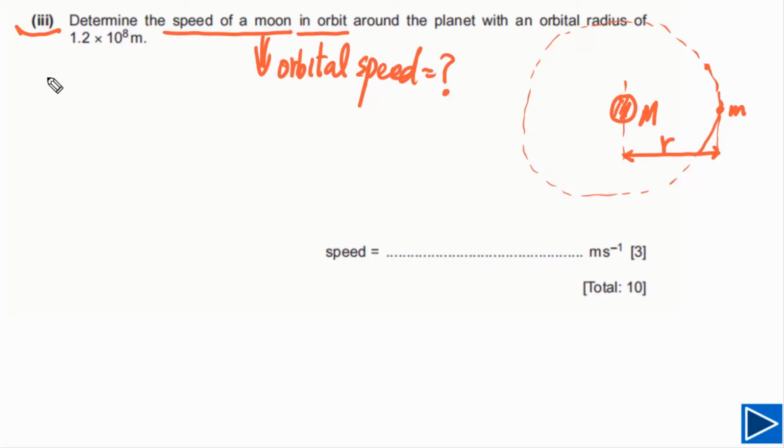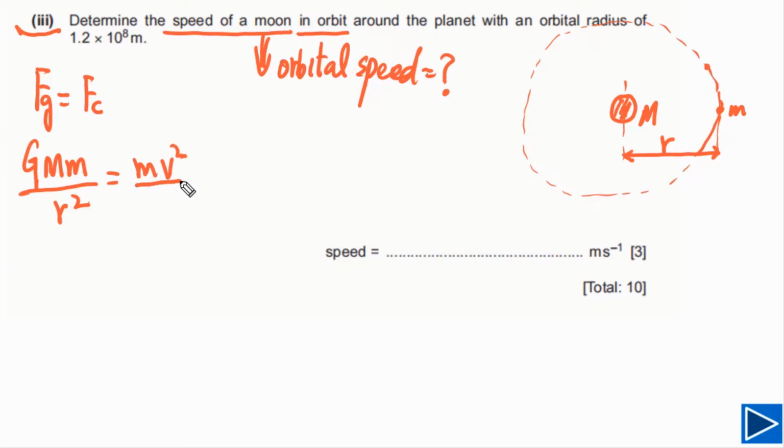In order to answer this question, again we have to start from the gravitational force providing the centripetal force. Again we write down the gravitational force, G capital M small m over R squared, and this is equal to m v squared. Now we will be using m v squared because we need to find the speed of the moon. So we have to find the speed of the moon, so we will use v instead of omega.